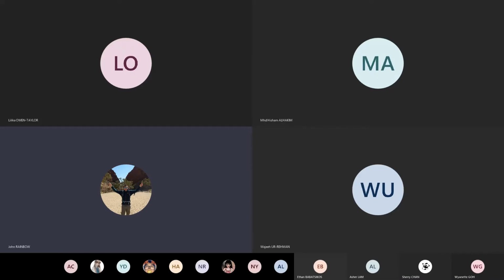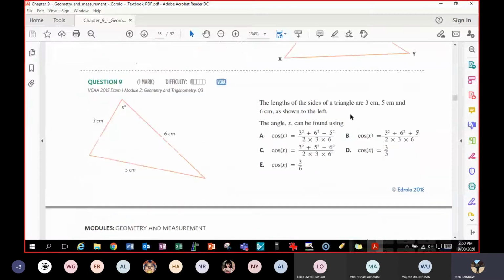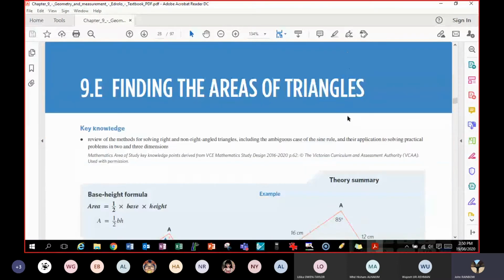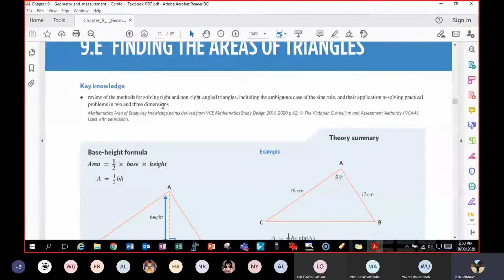What we're going to look at today, again, is the next few subchapters, finding the areas of triangles. If you've got any questions, please call out along the way, because it really will help you. I'm going to go through this pretty quickly. A lot of it is more prior knowledge.